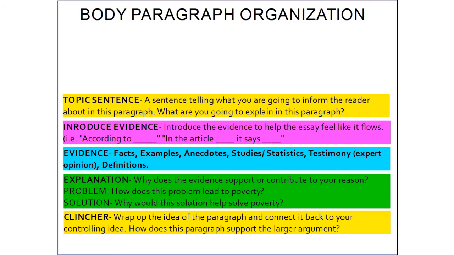All right, so let's look again at your body paragraph organization. So you have a topic sentence, introduce evidence, evidence, explanation, where you're explaining why does this evidence support or contribute to your reason, the problem, how does this problem lead to poverty, or the solution, why would this solution help solve poverty, and you have your clincher sentence.